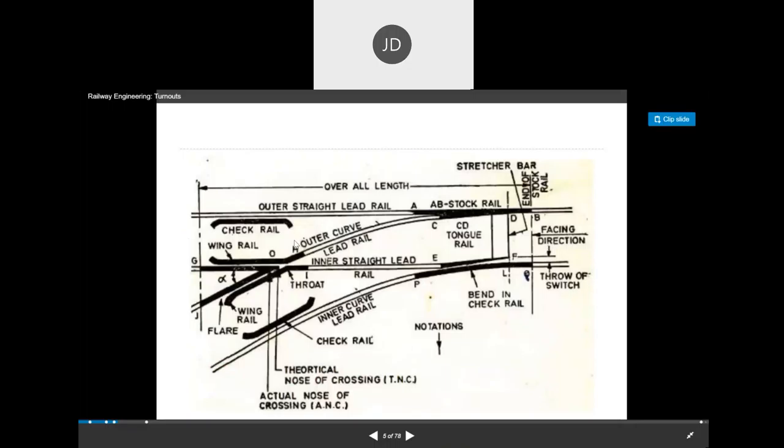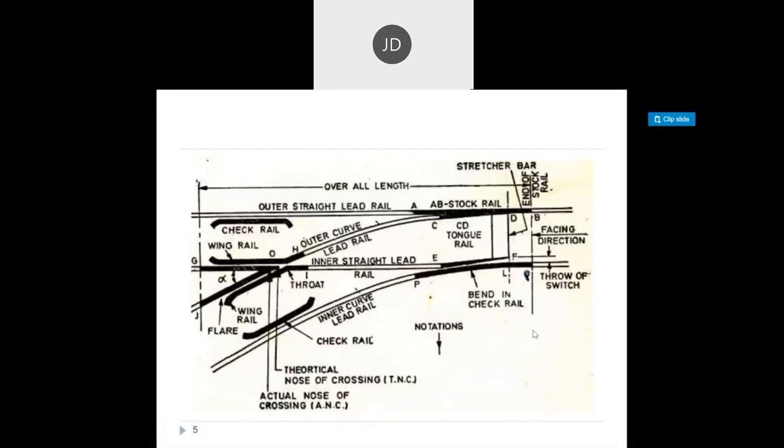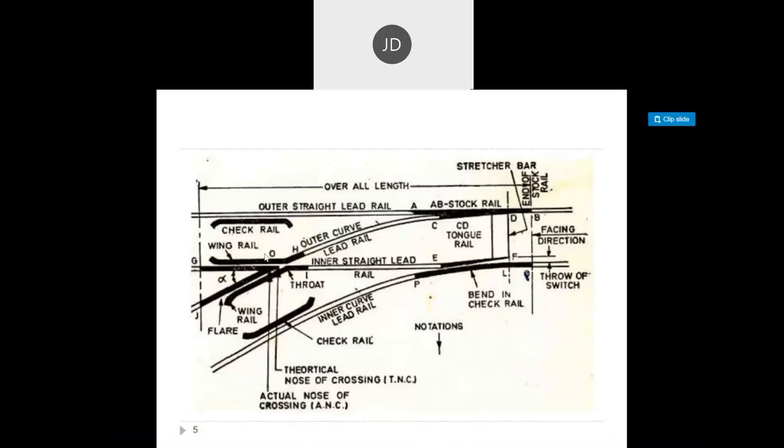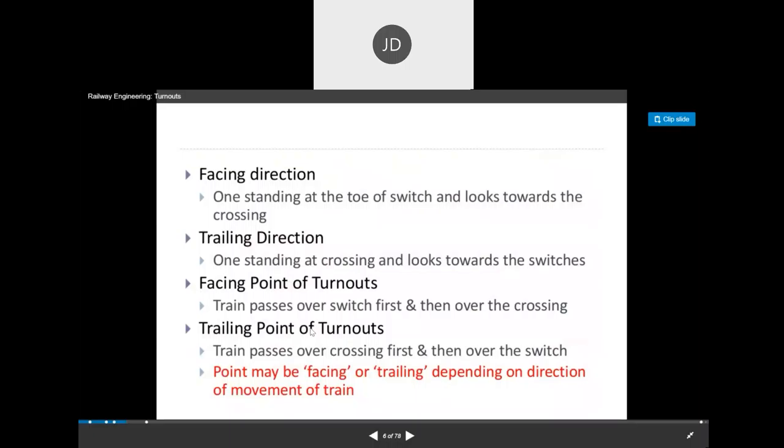In some numericals, in some problems, some statements are written like facing direction or trailing direction. You have to understand facing direction means it's telling about the location nearby the point. Trailing direction basically represents the crossing part. Okay, these things are fine.